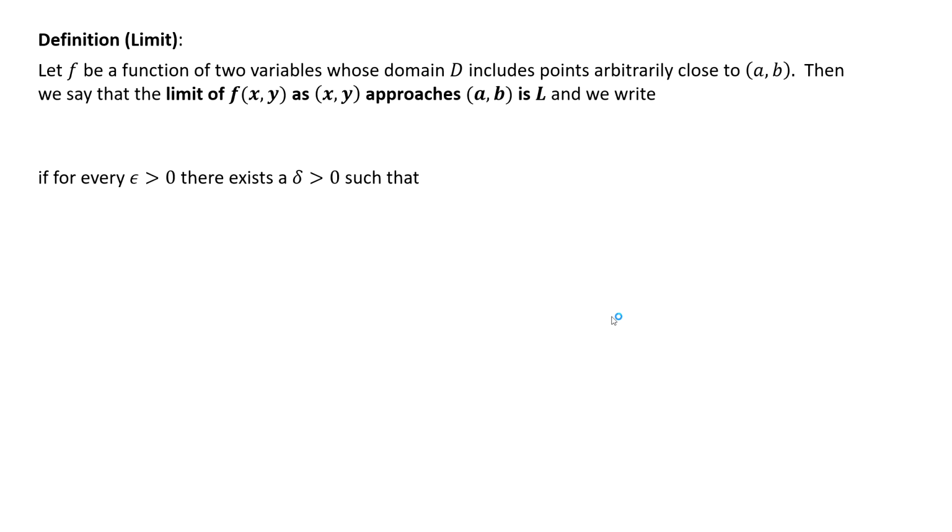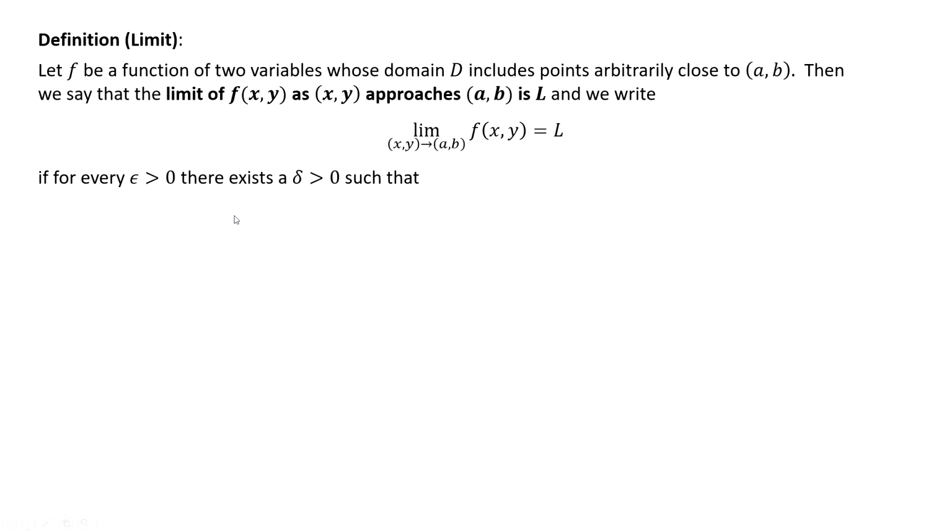So if we are talking about a limit of a function, then that function must be defined everywhere close to (a, b). Okay? And why is that necessary? We'll see that in just a second. Then we say that the limit of f of (x, y) as (x, y) approaches (a, b) is L. This is how we write that: the limit as (x, y) approaches the fixed ordered pair (a, b) of f of (x, y) is L.